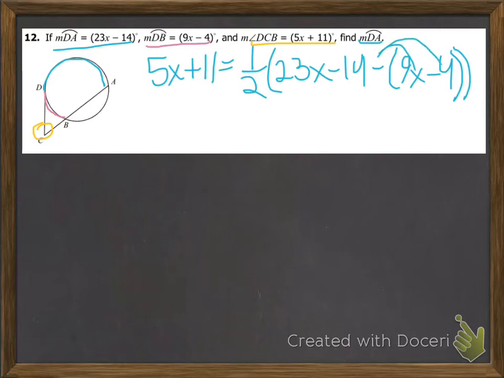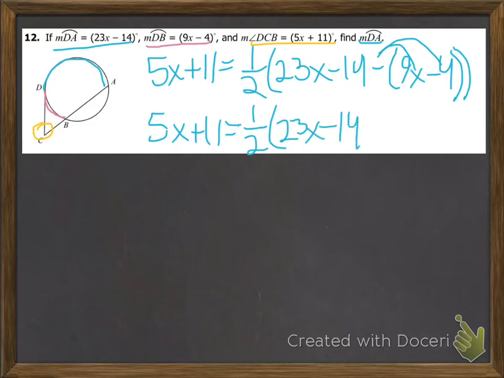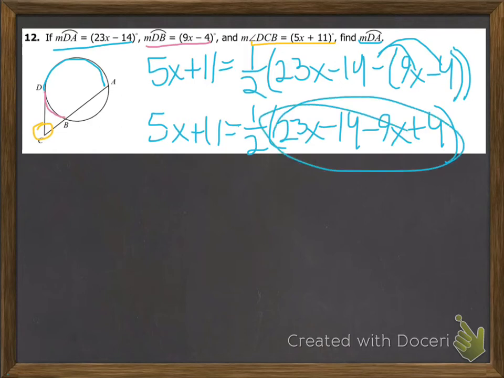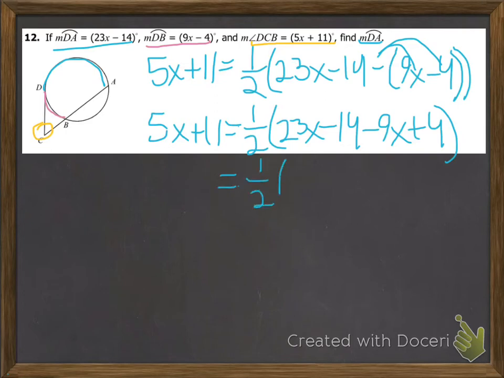So first thing, I want to distribute that negative. So bring everything down. We have 5x plus 11 equals 1/2. And I still want to keep my 23x minus 14. We haven't done anything with that yet. And now I'm going to have minus 9x plus 4, close parentheses. So now I want to combine all my like terms here in the parentheses. So equals 1/2. 23 minus 9, that's going to get me a 14x, and a negative 14 plus 4, that's going to get me a negative 10.